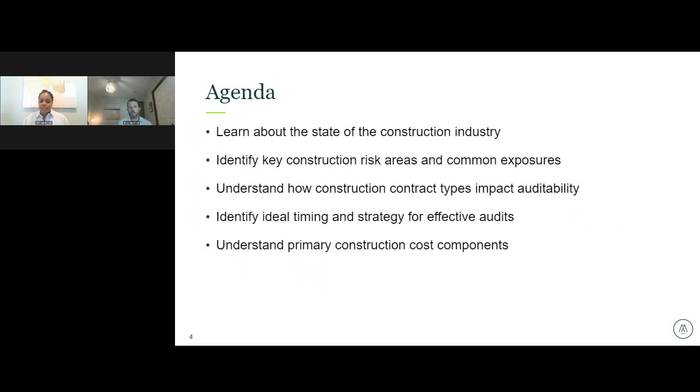During today's agenda, we'll be learning about the state of the construction industry. We'll be identifying key construction risk areas and common exposures, understanding how construction contract types impact auditability, identifying ideal timing and strategy for effective audits, and understanding primary construction cost components.